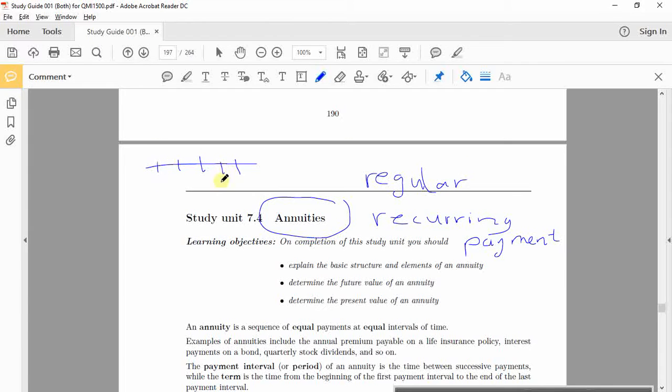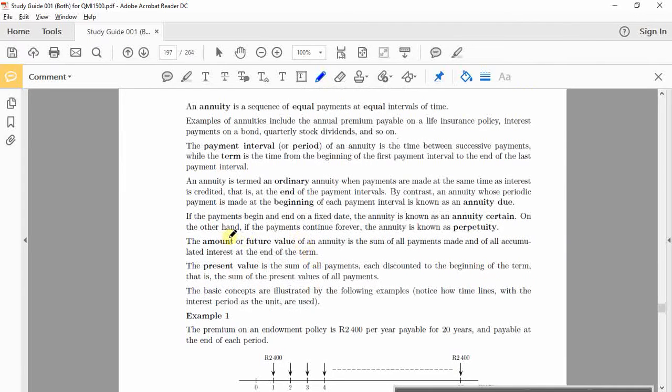Well, PV, T0, and then 5, 5, 5, 5, 5 onwards. So it's regular, it's recurring, and it's occurring at equal intervals. Right, so then they've given you, oh, they do actually talk about it. See, ordinary annuity and annuity due. That's the beginning or end.